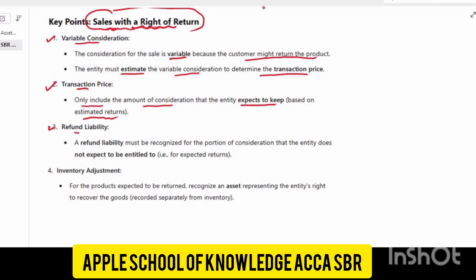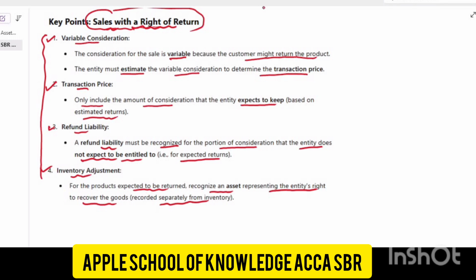So there will be a refund liability. The refund liability must be recognized for the portion of the consideration that the entity does not expect to be entitled to. This is the expected return. Then you will also adjust for the inventory, meaning the product expected to be returned is recognized as an asset representing the entity's right to recover the goods, recorded separately. So these are the 4 steps when you have a scenario like a sale with right of return. Clear?